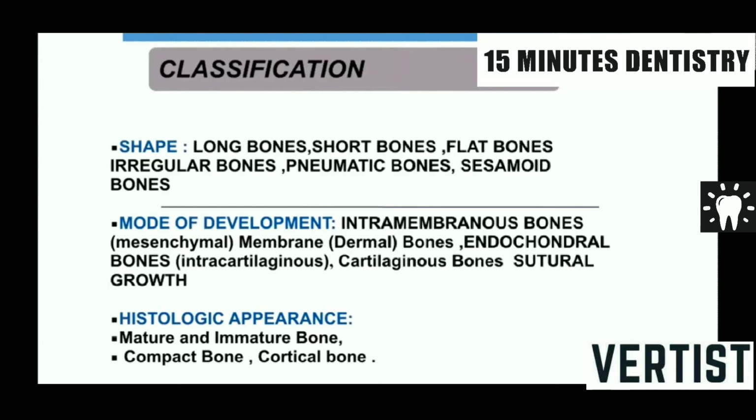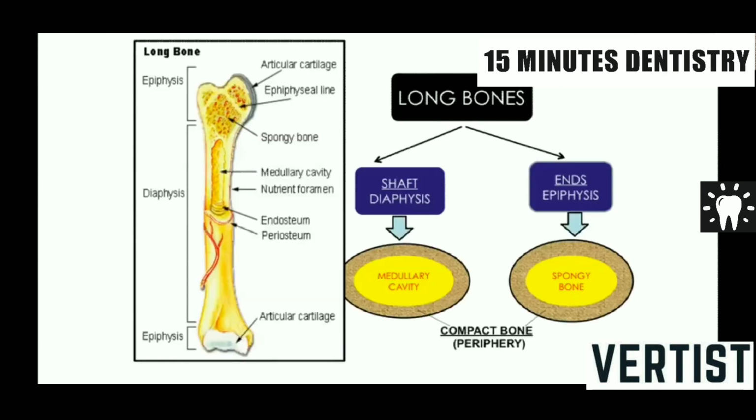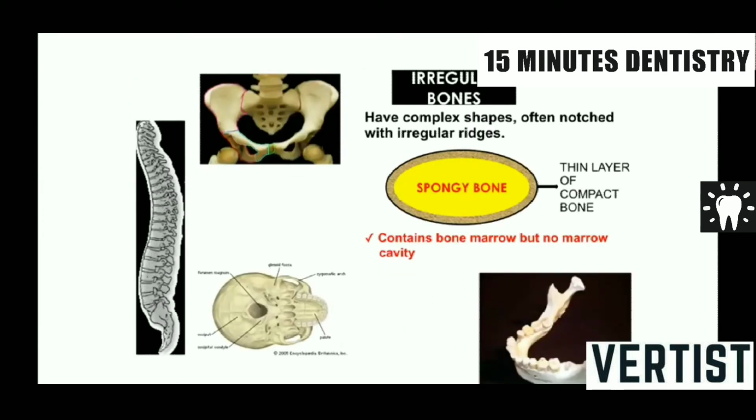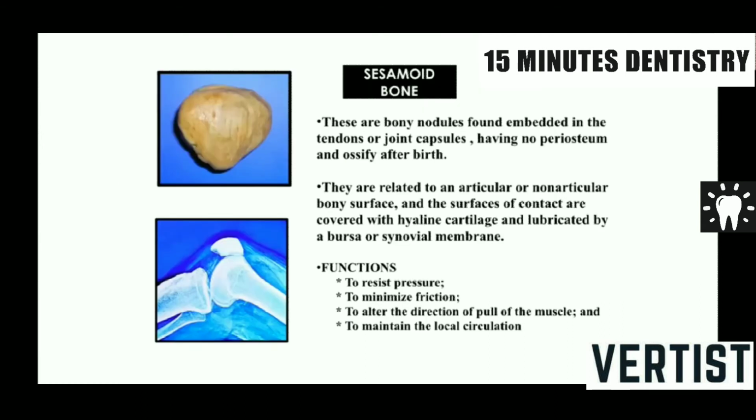Now, how are they classified? Basically, they are classified based on shape, whether they are long bones, short bones, flat bones, irregular bones, or pneumatic bones with pneumatic spaces, which are basically present in the skull bones, where there is resonance of voice and they make the skull much lighter. They may also be sesamoid bones.